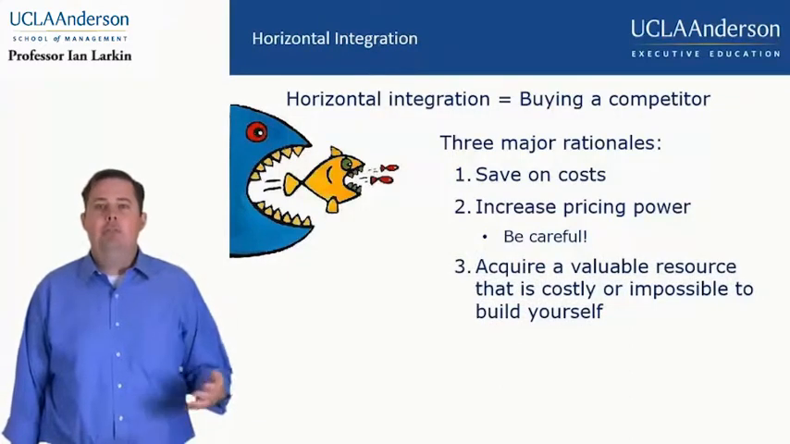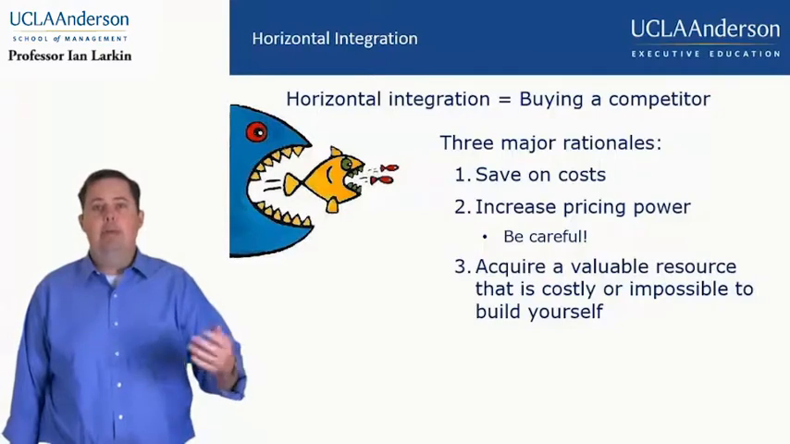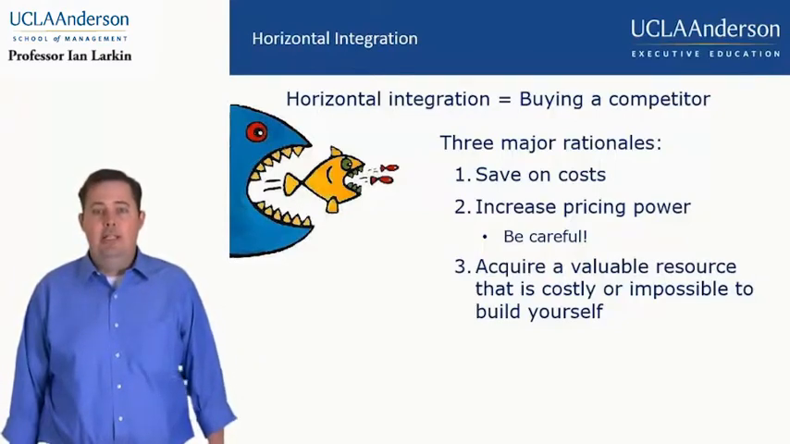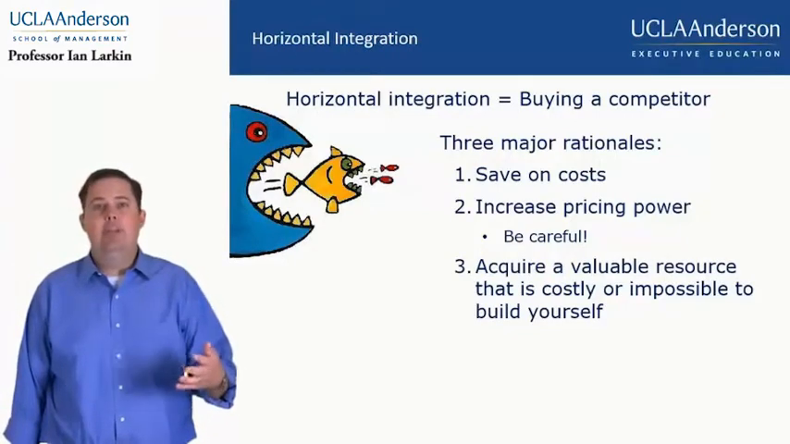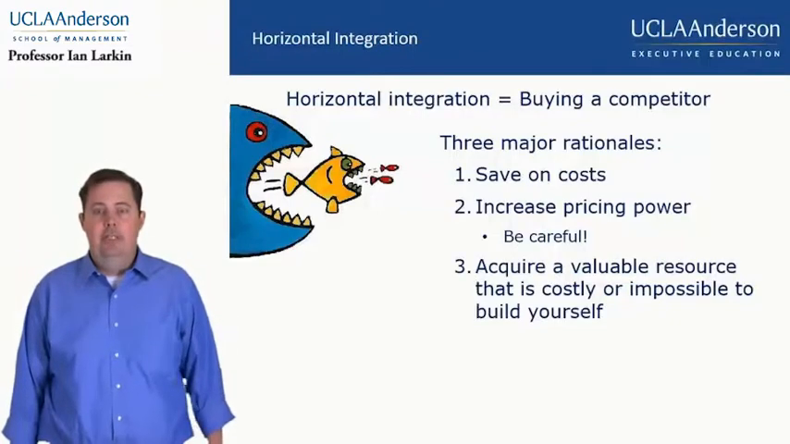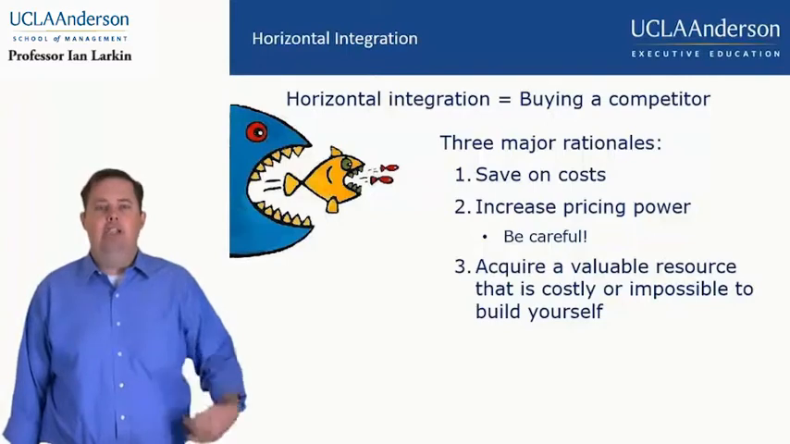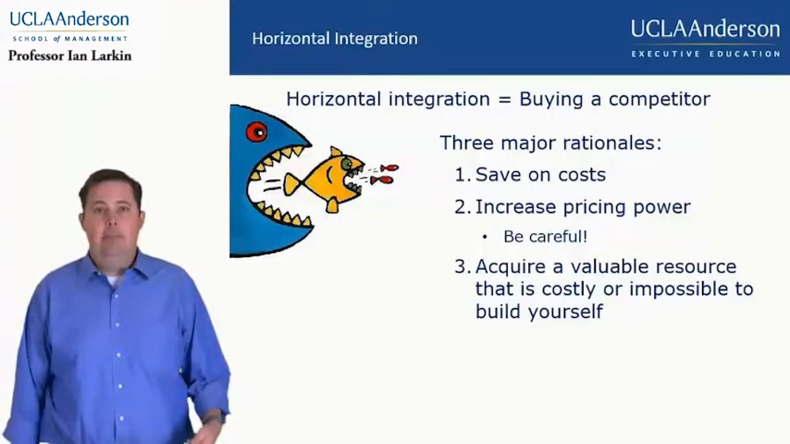The third reason goes straight back to what we talked about with the Disney case and synergies, and that is a competitor might have a valuable resource that's too costly or perhaps even impossible for you to build yourself. So what do you do? Well, you buy the competitor. So these are the three major rationales to buy a competitor.